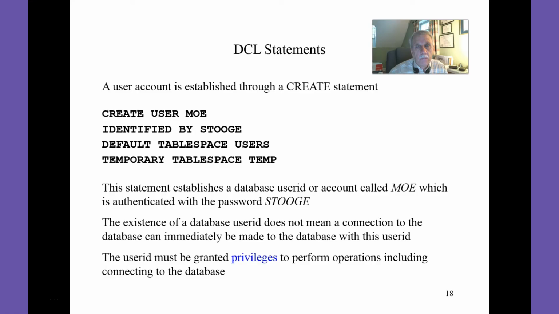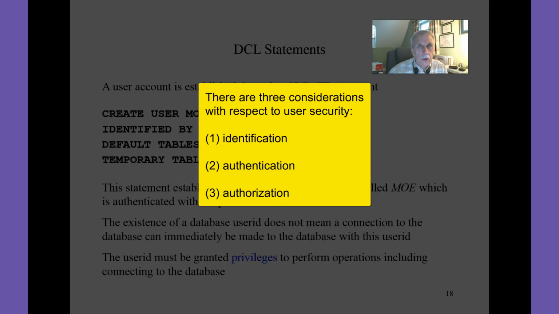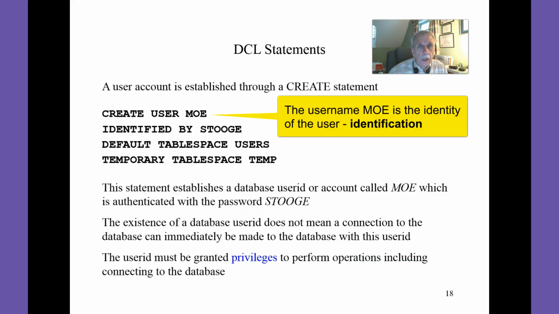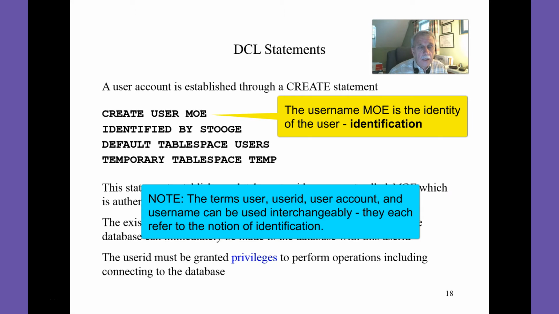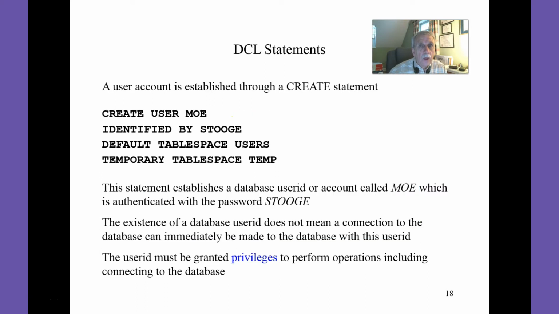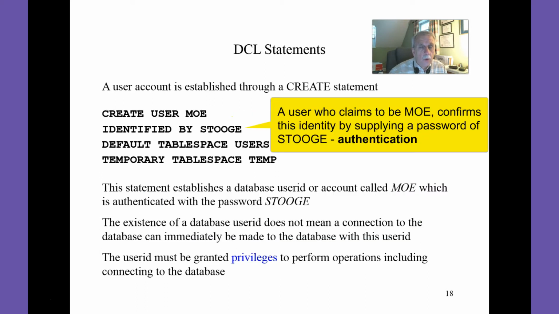So let's get started. Database users and security involve three things: identification, authentication, and authorization. After a user account has been established in the database, we've achieved the idea of identification. We've defined a username to the database. That user must then be able to prove that claim to this identity. When a user attempts to log in, they might say, "Oh, I'm the user Mo." Well, we have to prove that in some way. That's where authentication comes in.